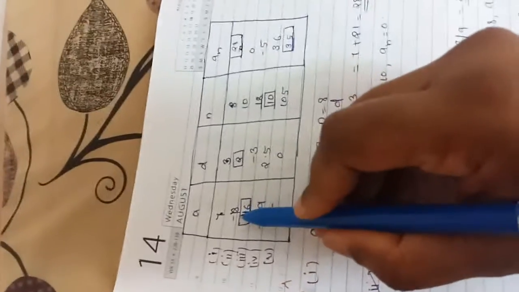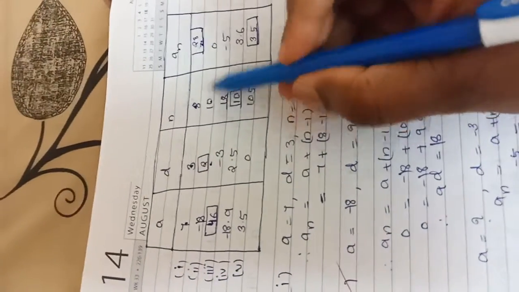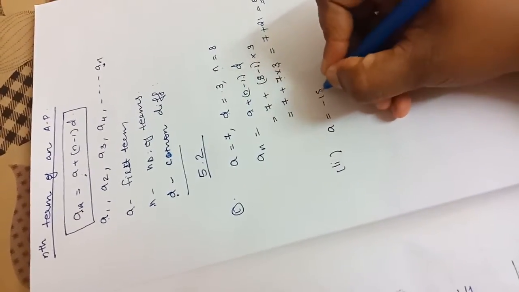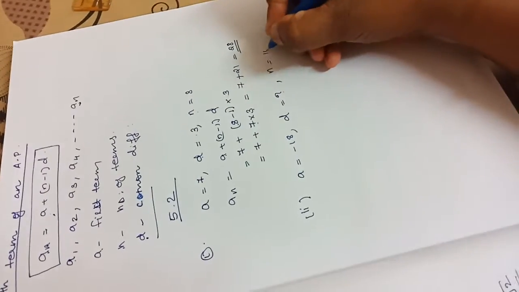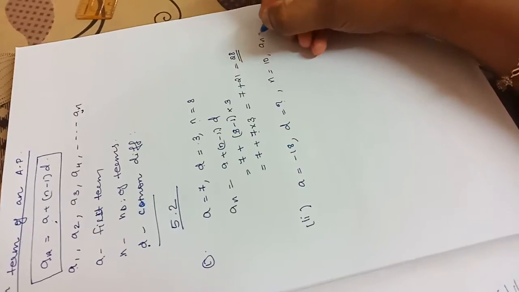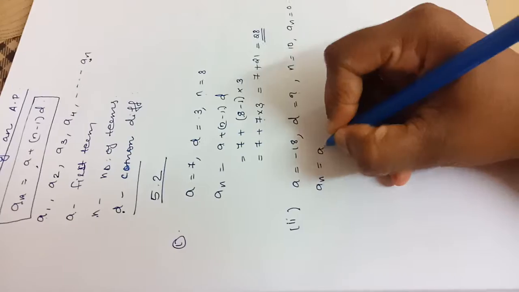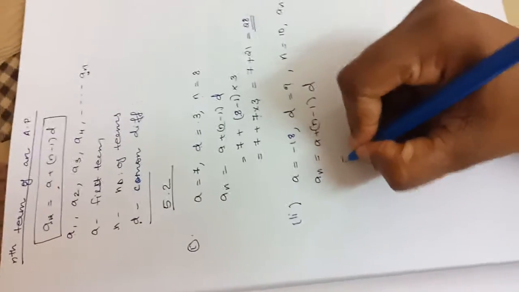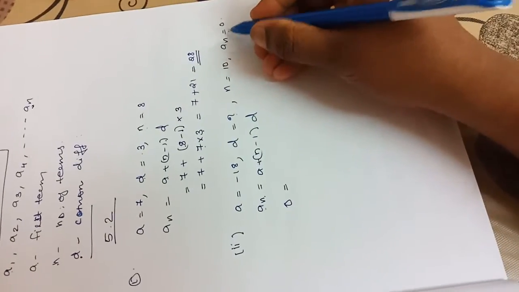In the second case, a is given, minus 18. d is not given. n is equal to 10 and An is equal to 0. So I am writing in the second case, a is equal to minus 18, d we have to calculate, n is equal to 10 and An is equal to 0. So I am applying the equation An is equal to a plus (n minus 1) into d. An is equal to 0, it is given here. I am substituting the values.